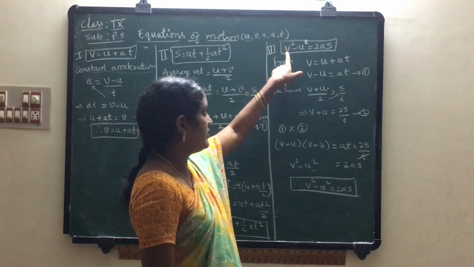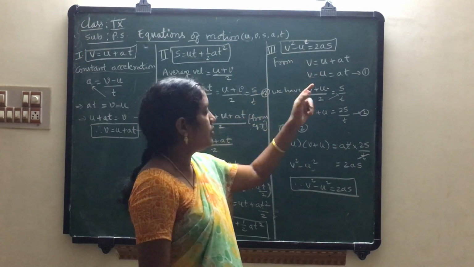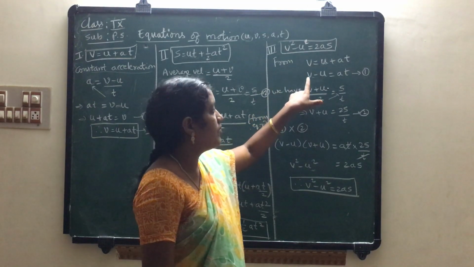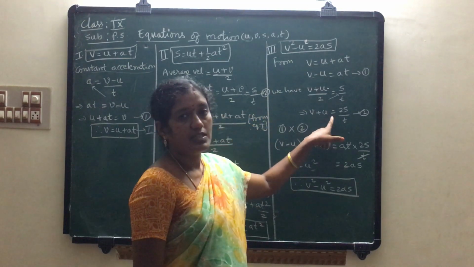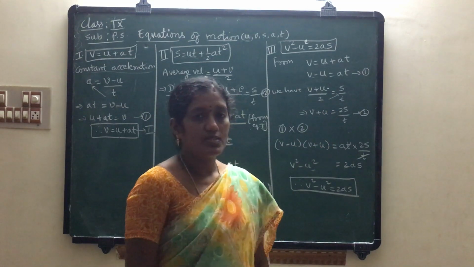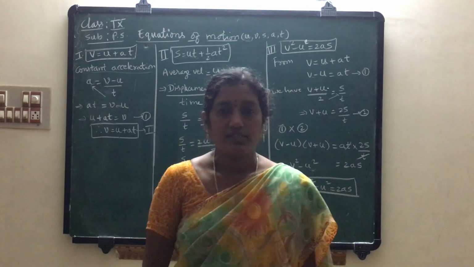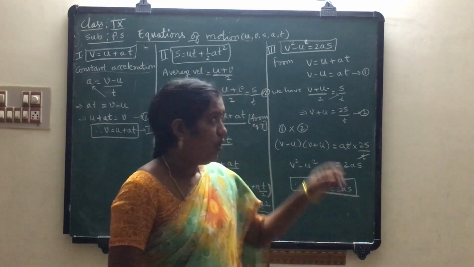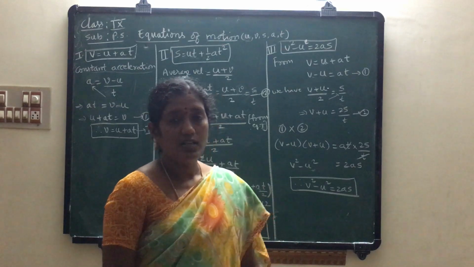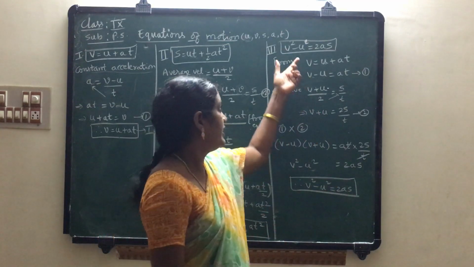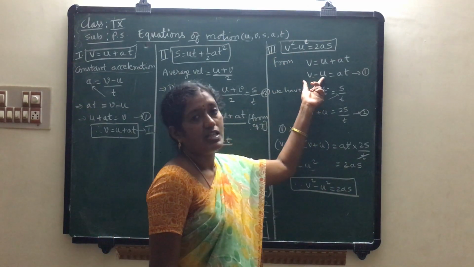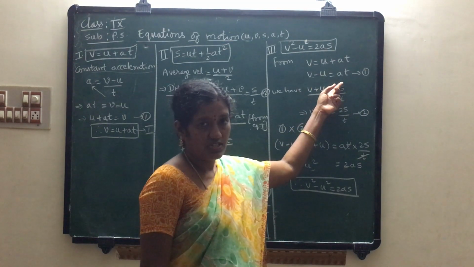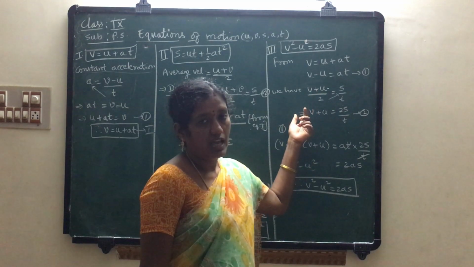In order to get v square minus u square, you have to multiply these two equations because they are in the form of a minus b and a plus b. What is the formula for (a minus b) into (a plus b), children? It is equal to a square minus b square. So by multiplying these two, we will get the value of v square minus u square. We want the value of v minus u from the first equation, and from the average velocity we will have v plus u.